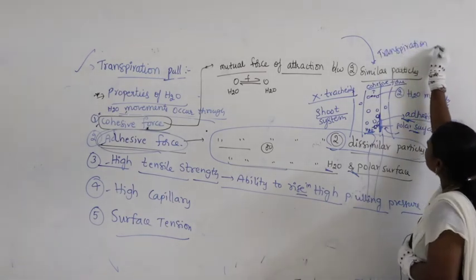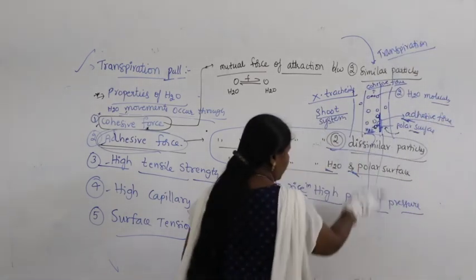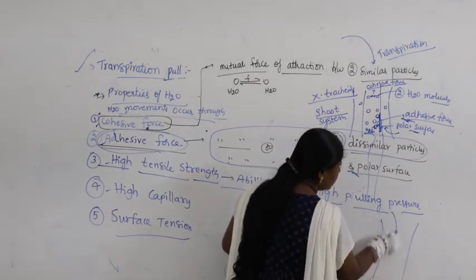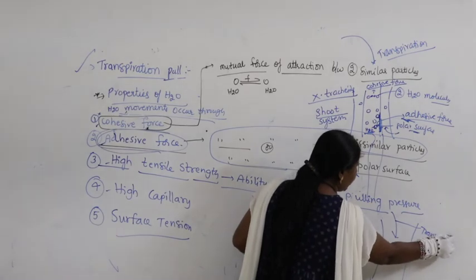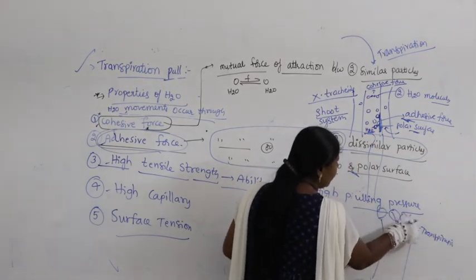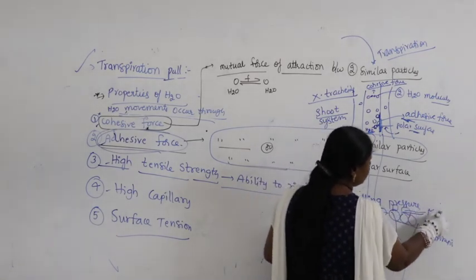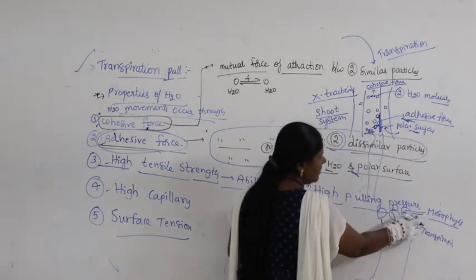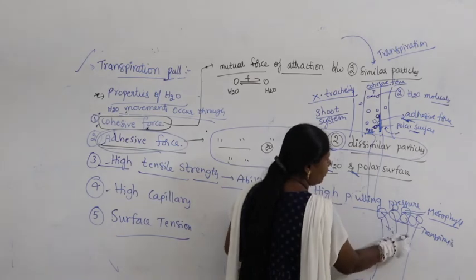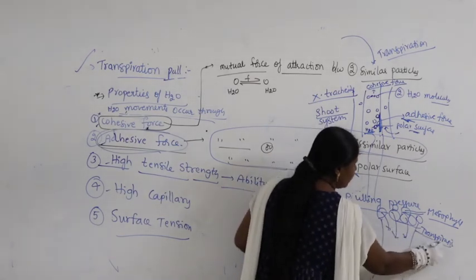Transpiration is applied. Here it is the same thing, I am drawing down. So much pressure is applied, and it is called transpiration. Why? All the mesophyll cells are empty. Even though all the mesophyll cells are empty, they apply a lot of force. That is called transpiration pull.